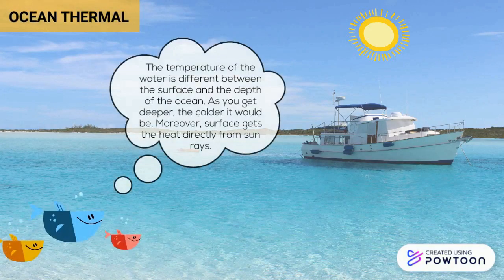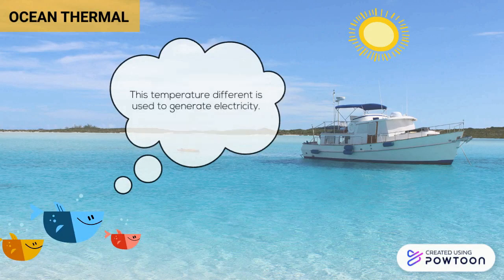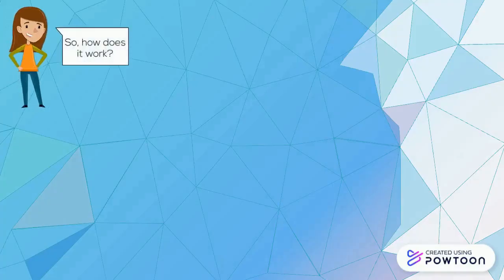Ocean thermal. The temperature of the water is different between the surface and the depth of the ocean. As you get deeper, the colder it gets. Moreover, the surface gets heat directly from sun rays. This temperature difference is used to generate electricity. So, how does it work?